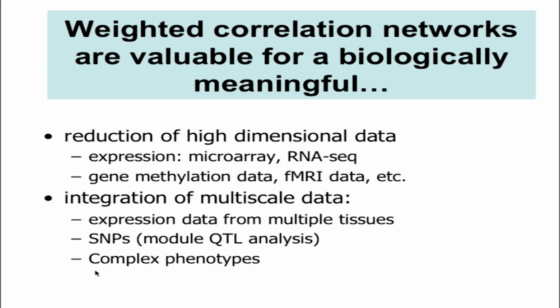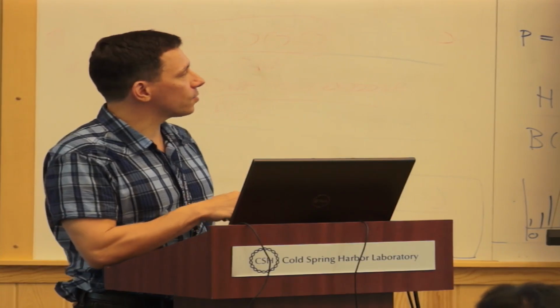What do I mean by that? It could be that you have gene expression data from multiple human tissues: blood tissue, brain tissue, liver tissue. Or you could have different data modalities. You could have genetic markers, DNA methylation levels, metabolite data, all measured on the same subjects. To integrate these data, you can use WGCNA.